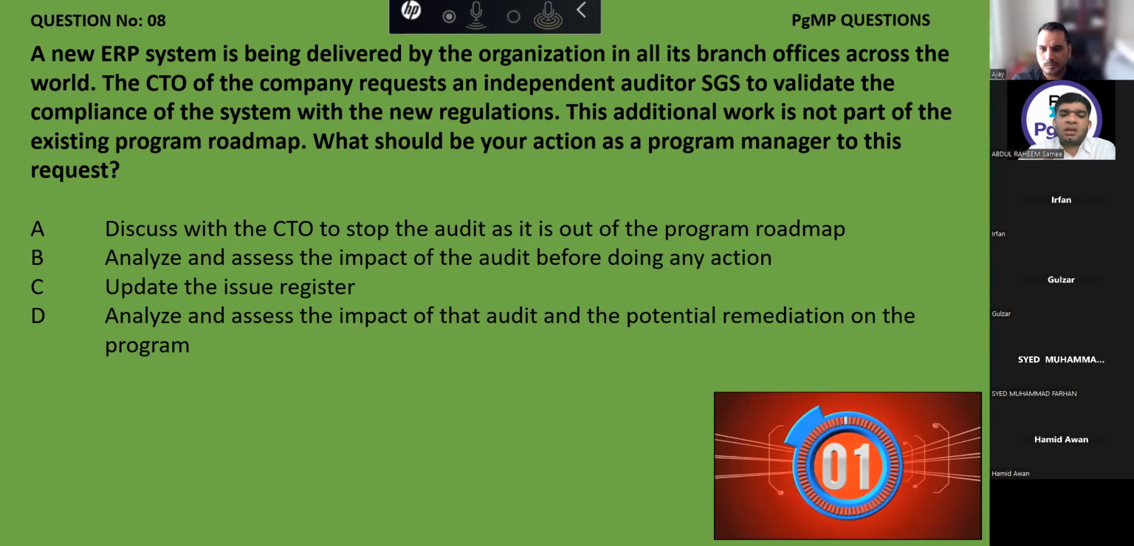Like in the previous question, we did not do the analysis of impact, and directly we made a stakeholder and deputed a team to do a lot of work on that, and at the end we found that it was not worth it. So that's why he said before doing any action. Here action means doing any real impact, making potential plans, a mitigation plan. Only analyze and assess the impact of that audit. Okay, thank you, sir. Got it. Is it clear to everyone? Because this is a tricky question, and this type of English language you will get in the exam.